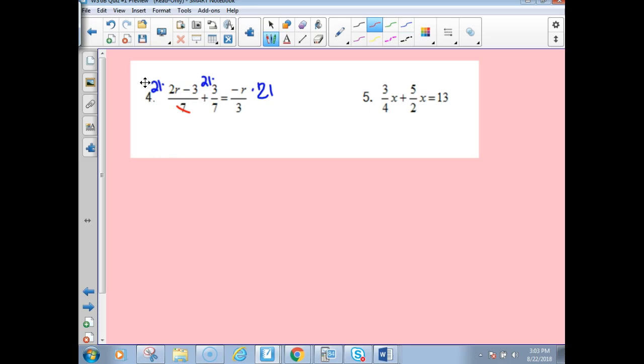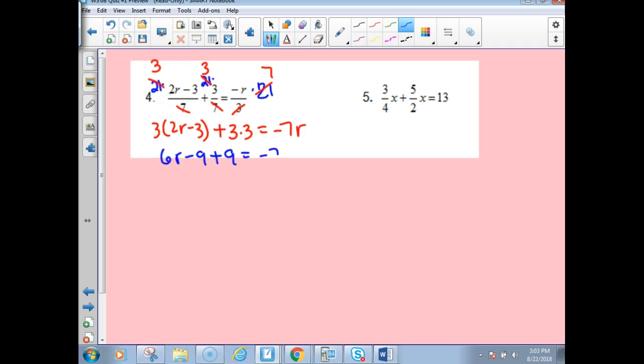Cancel out 7 into 21, goes 3 times. I'll be doing 3 times 2r minus 3 then. Plus 7 goes into 21 3 times. 3 times 3. And 3 goes into 21 7 times. 7 times negative r would be negative 7r. I would distribute 6r minus 9 plus 9 equals negative 7 times r.